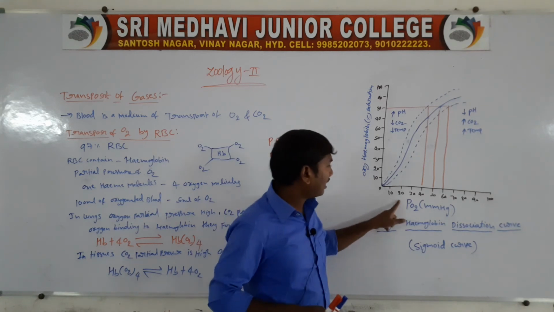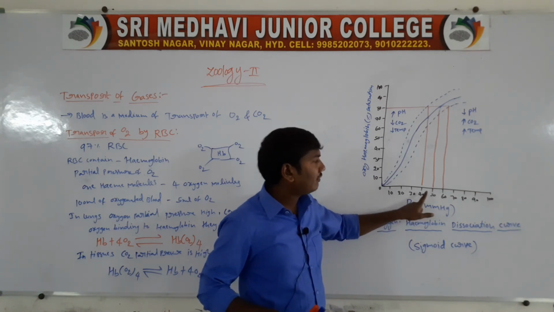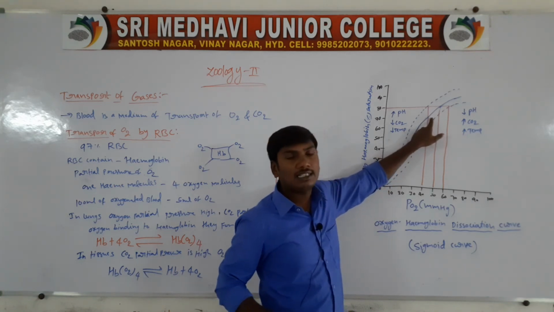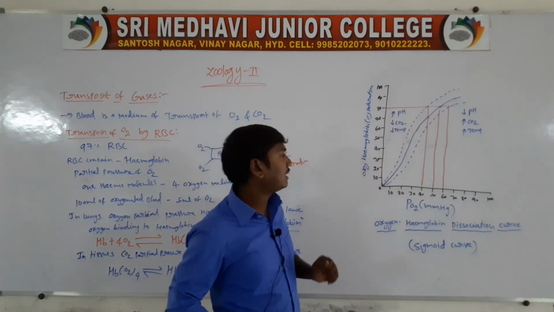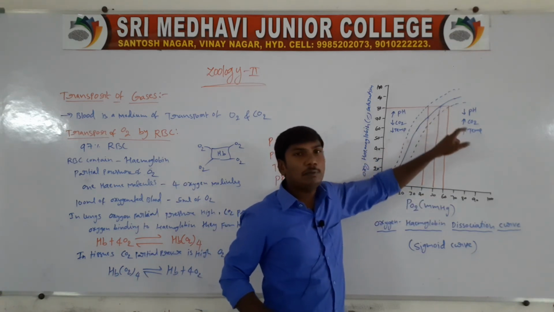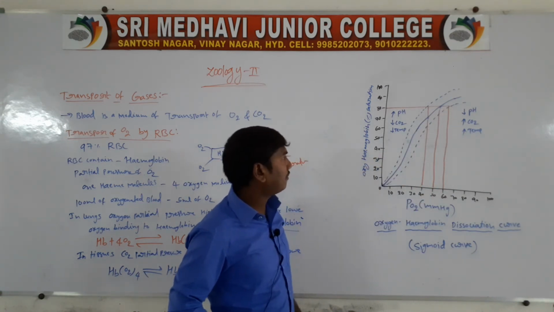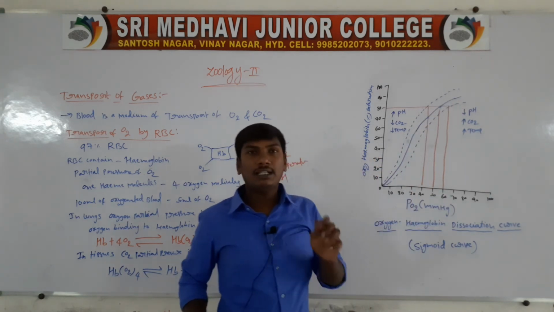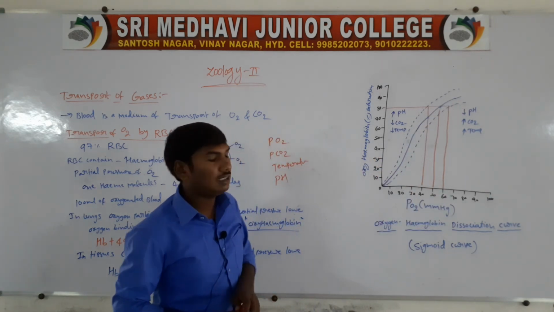For example, when the partial pressure of O2 is 40, at that time only 70% oxyhemoglobin is formed. At 50 pressure of O2, 80% oxyhemoglobin is formed. At 60, 90% oxyhemoglobin is formed on the dissociation curve.